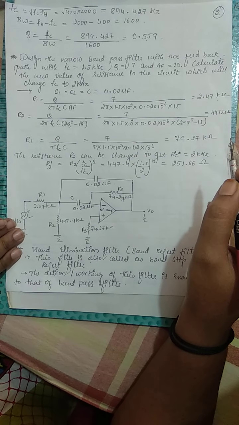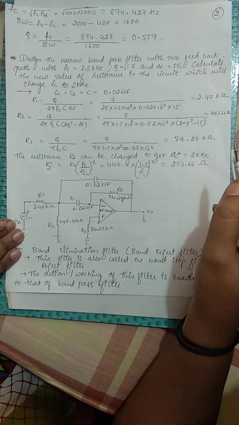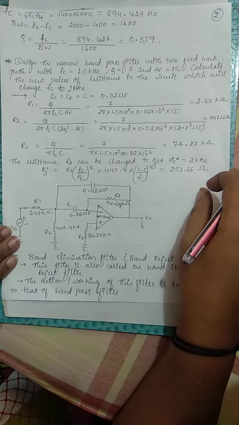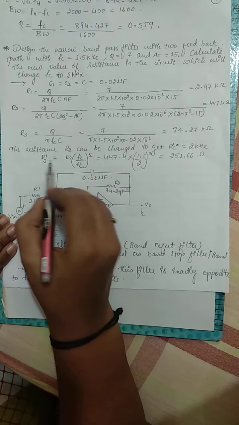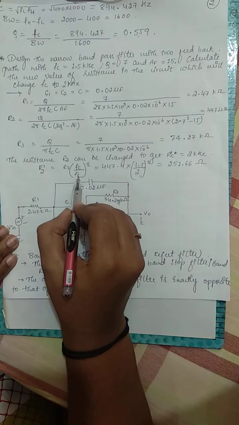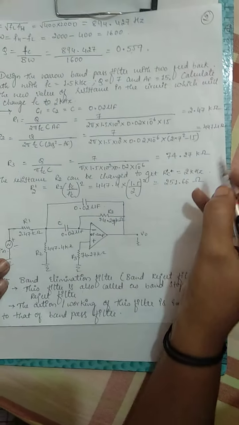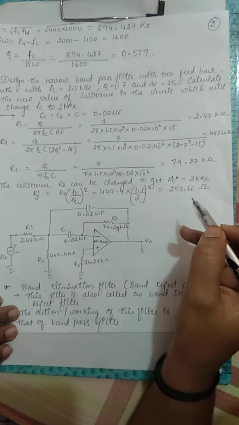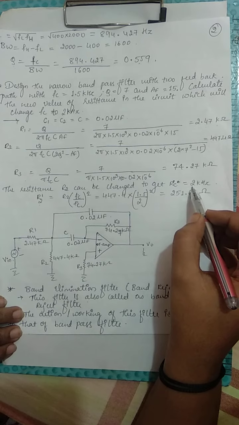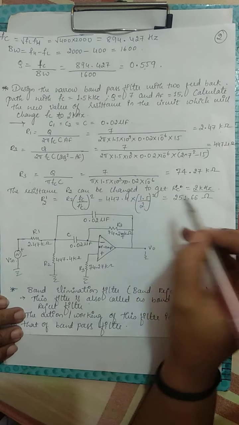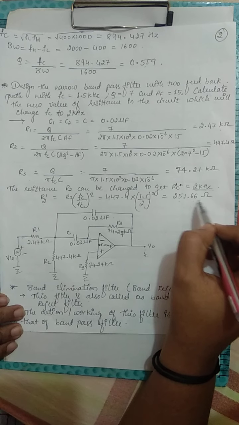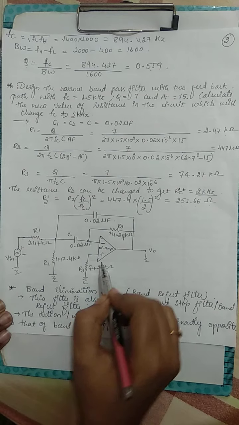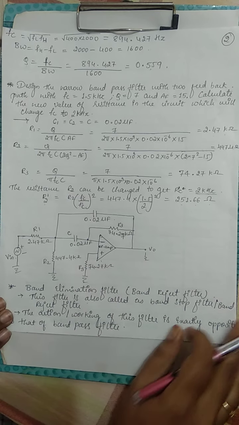They have asked to calculate the new values of resistances in the circuit which will change the FC to 2 kilohertz. That is nothing but R2 dash equals R2 into FC by FC dash, whole square. The FC value is given as 1.5 kilohertz and FC dash is given as 2 kilohertz. Then calculate R2 dash. You will get 251.666 ohm. So this is the design of the narrow band pass filter.